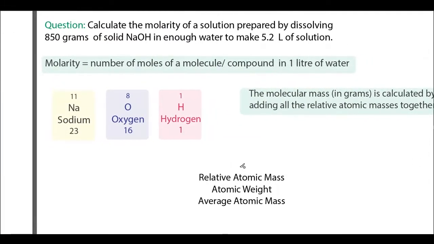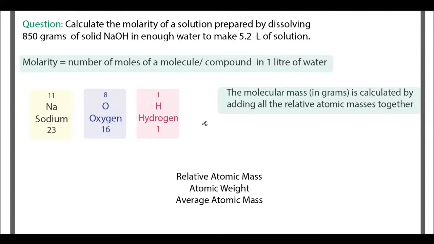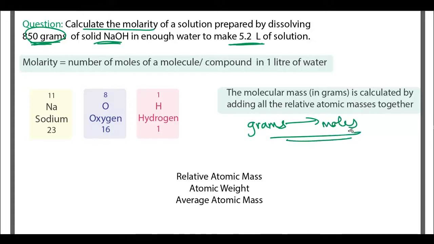Now we have to calculate the molarity of a solution prepared by dissolving 850 grams of sodium hydroxide in enough water to make 5.2 litres of solution. In this question we're not given the amount of moles, we're given the amount in grams. So we're going to have to convert the amount of grams into the amount of moles. How do we go about converting grams into moles?